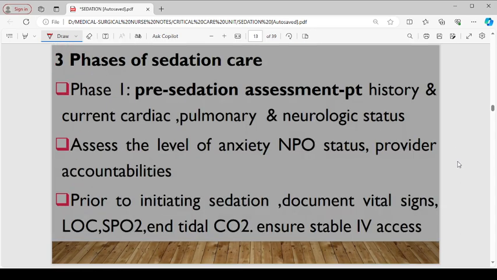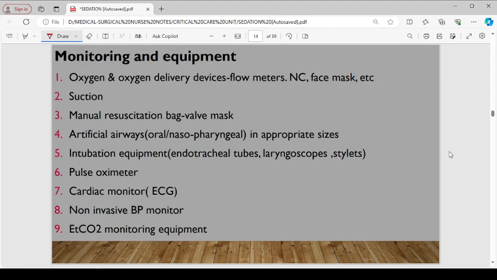All right. So we have phases of sedation, and there are majorly three. Phase one includes the pre-sedation assessment. The healthcare provider will have to take the patient history and the current cardiac, pulmonary, and neurological status. The nurse will also assess the level of anxiety and the NPO status, so that we can double-check the patient's condition against this baseline data. Remember, prior to initiating sedation, we need to document vital signs, the level of consciousness, the SpO2, the EtCO2, and ensure that you have stable IV access in case of resuscitation and in case of reversal of any overdose that is required.